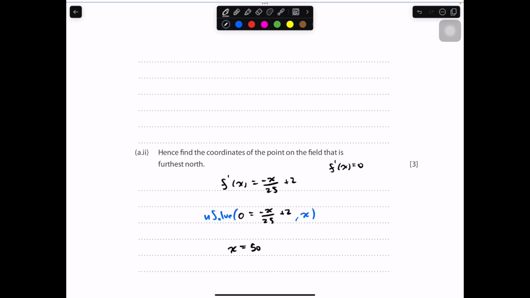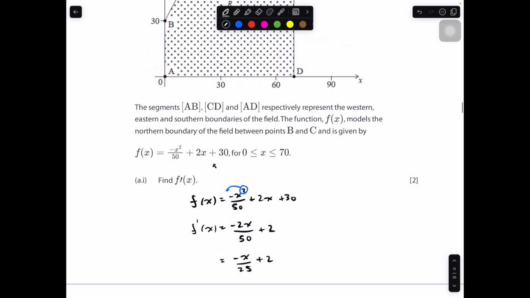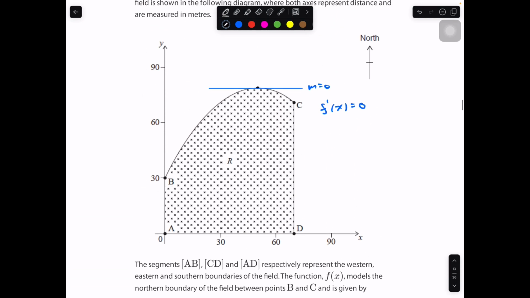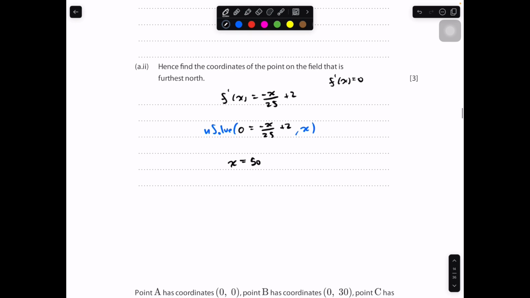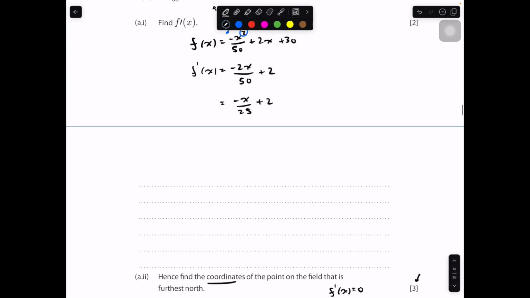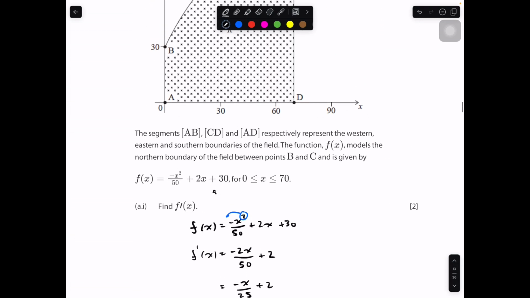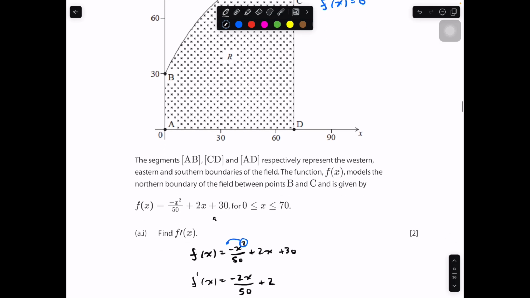x is equal to 50. And that looks about right, if we imagine that this is x equals 50. Okay, the coordinates. So it's a 3-mark question, they're asking for coordinate points. x is equal to 50. How can we find the y value? Well, just by substituting 50 into here.